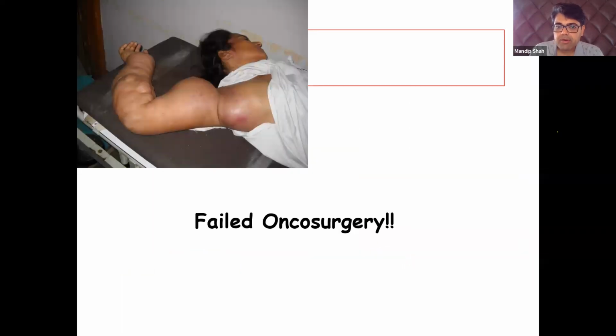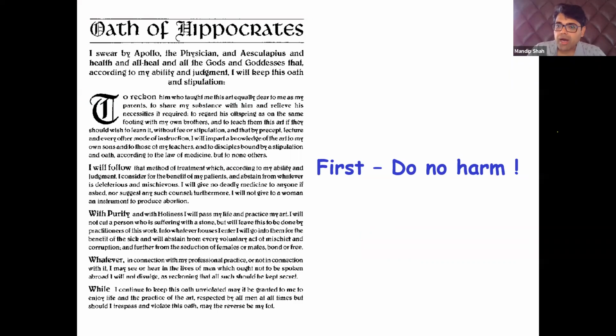But think about a failed oncosurgery. Most of these patients will die. So we should not do harm to our patients. That is the Hippocratic oath that all of us have taken. Biopsy is very important, and I'm glad that we had kept this lecture for the benefit of postgraduates. Thank you very much. We can take questions now.